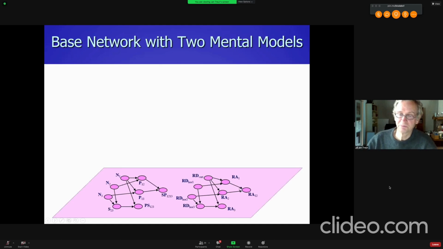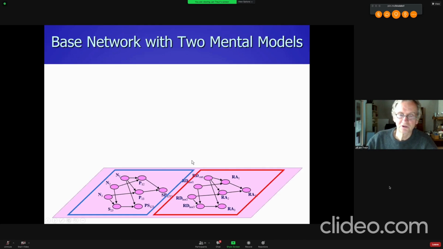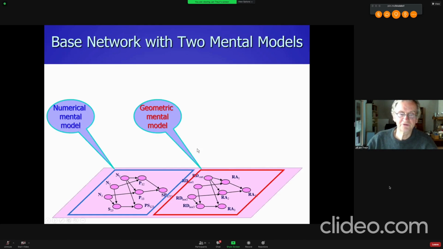And this is, in principle, a similar way of operating, but then with the geometry. So the numbers are here as the dimensions of the rectangles, and then you determine areas of these rectangles. So these are two different mental models, the numerical and the geometric mental model.